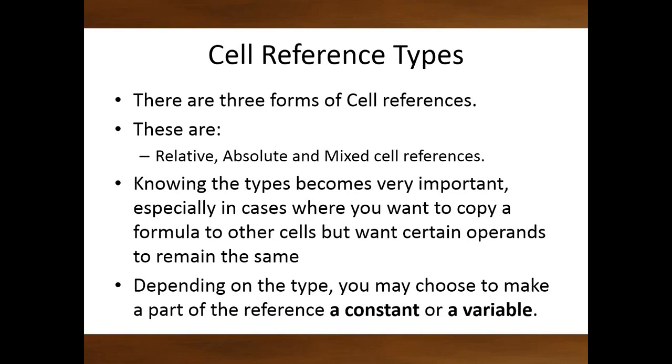Knowing the types of cell references becomes very important, especially in cases where you want to copy a formula to other cells but want certain operands to remain the same. Depending on the type, you may choose to make a part of the reference a constant or a variable. You know that a constant in the formula doesn't change, and a variable in the formula changes.